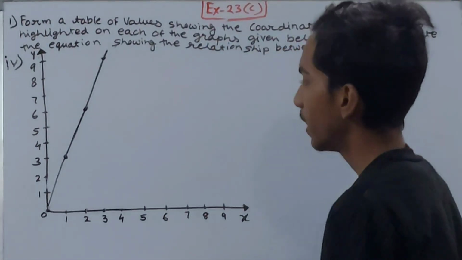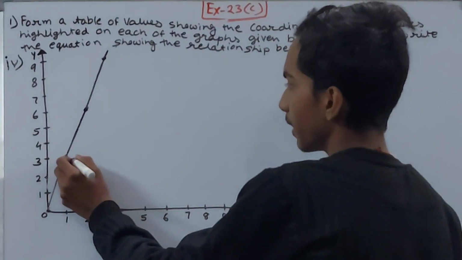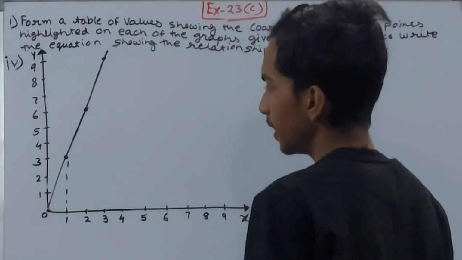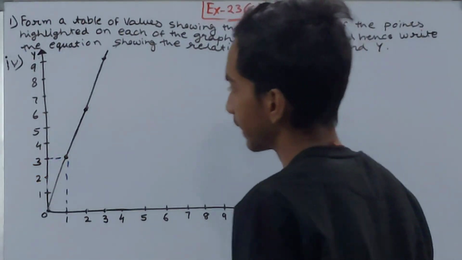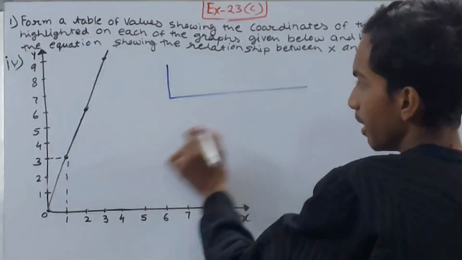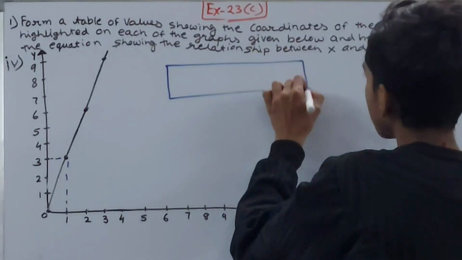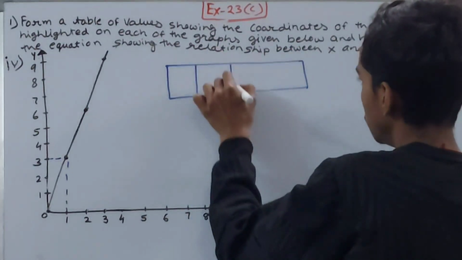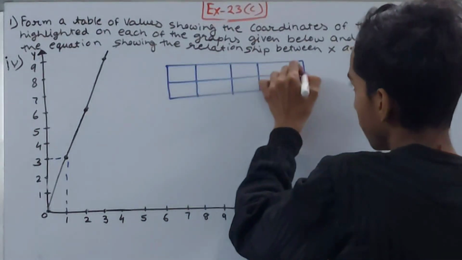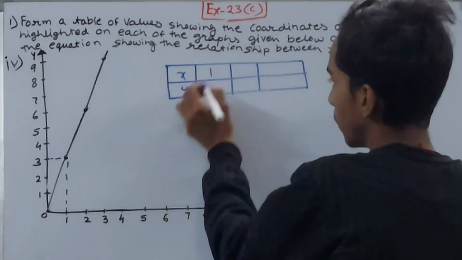Now see the fourth part. We have this graph, right? And we have to again see the points. First point right here, right? This point, you can see 1 on the x-axis, 3 on the y-axis. Let's make the table, right? How many points are there? 1, 2, and there are 3 points, right? 1, 2, 3, right? We will have x and y, okay, x 1, y 3.